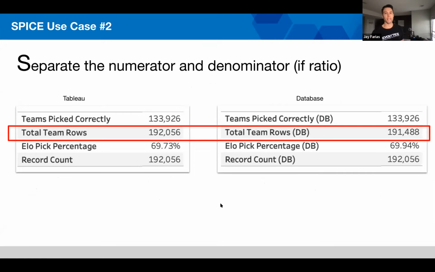So our metrics don't match, remember? In the database, we get a 69.94% ELO pick percentage, and then in Tableau, we're getting a 69.73%. So we're going to separate the numerator and the denominator, and see that the number of teams picked is correct, those match, but our total team rows, our denominator, is different in the database, causing our pick percentage to be off, but our record count is the same. So something's up with that logic, where the denominator, the pick flag, is counting.